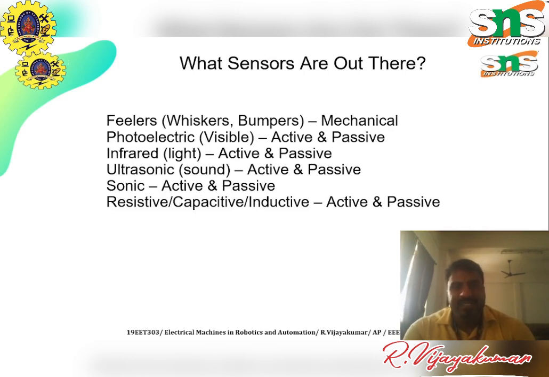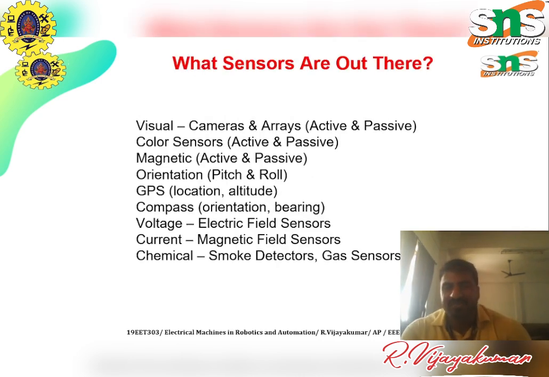And what sensors are out there? For example, feeler sensors, whiskers, bumpers. These are mechanical sensors, and they also sense some kinds of activities. Then the photoelectric sensor, which is a visible active sensor, and passive sensors are also there. Infrared sensors, infrared LED light, can be active or passive. Ultrasonic sensors can be active or passive. And also sonic sensors, and then resistive, capacitive and inductive sensors. So among all the sensors, we have active sensors as well as passive sensors.